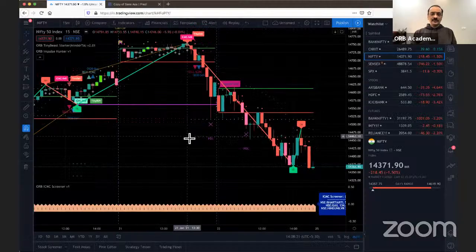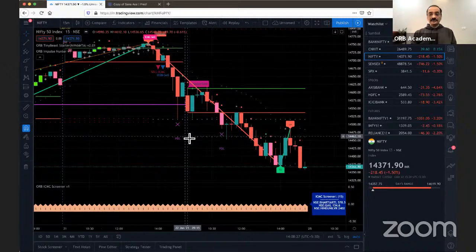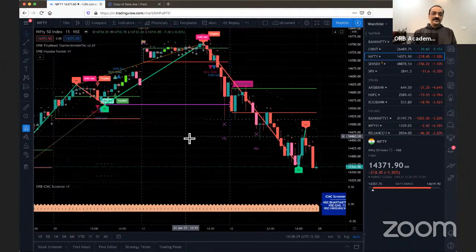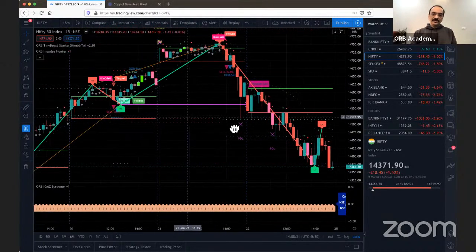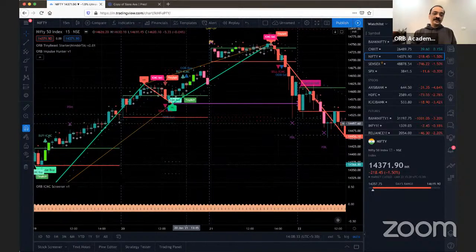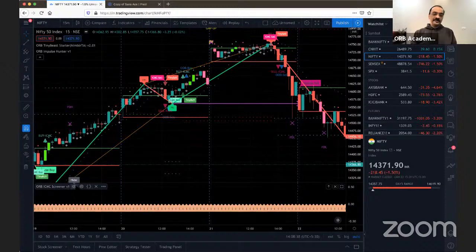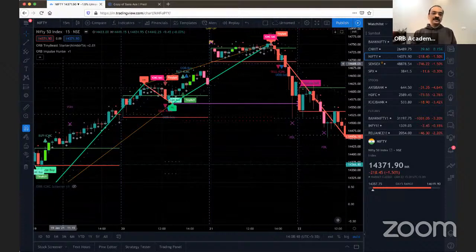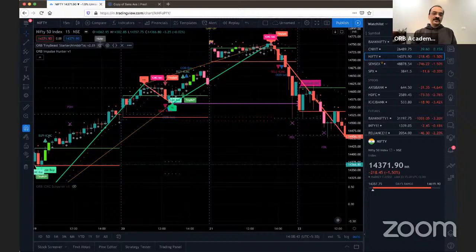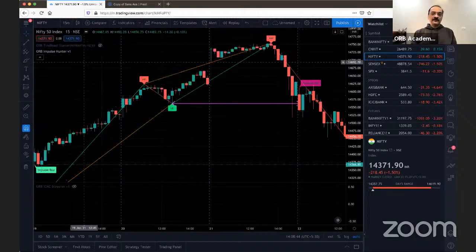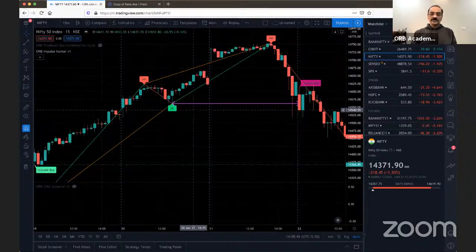So I will just display a few things. I'm not sure whether you can see my screen. Can you see my screen? Yes, sir. So I will just take you through these tools. Basically there are 3 tools plotted here. There's a screener, which I will turn off for the timing, and then there's the tiny beast, which I'll turn off for the timing, and I'll focus just on the impulse hunter.